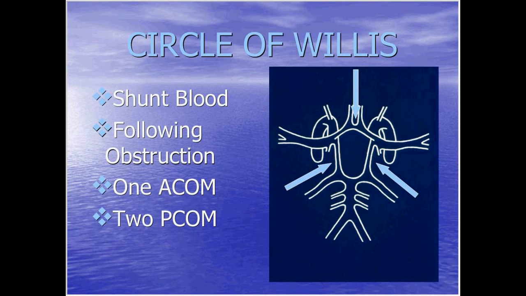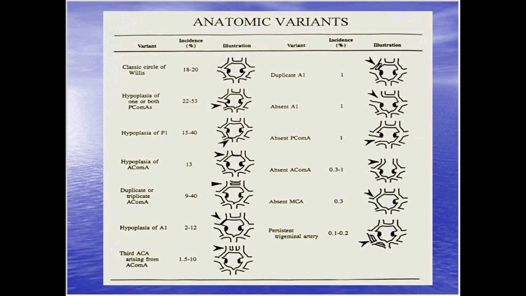All right, the purpose of the circle is to shunt blood from right to left or posterior to anterior. So we can get blood from the back of the brain to the front of the brain, or from left to right, following an obstruction proximal to where we are in the brain. Now this is important. It only happens during carotid occlusions, and we're going to talk about that in a few minutes.